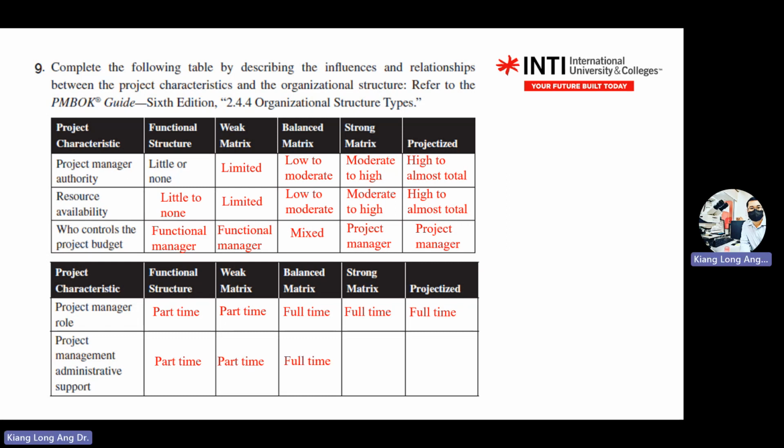Sorry, there's an error. This is not full-time, it's part-time. Typo error. It's not full-time, it's part-time. Okay, error again. For those watching on YouTube: for project management administrative support, balanced matrix is part-time, not full-time. Typo error.